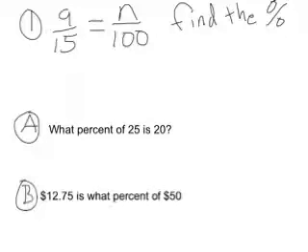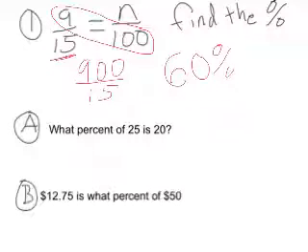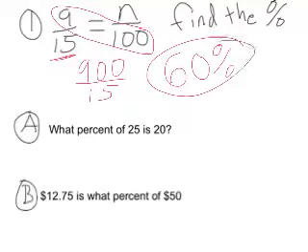So to solve this problem, I'm going to cross multiply and divide. I cross multiply the two numbers that I have, which gives 900, and I divide by the one left out, which is 15. 15 will go into 90 six times, with 0 left over. That means it is 60%.